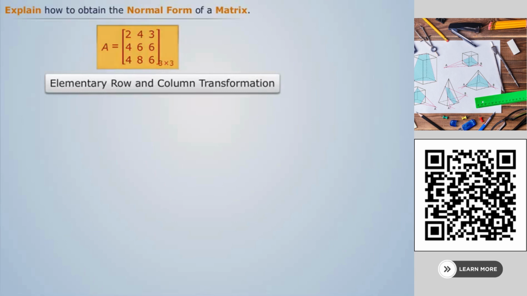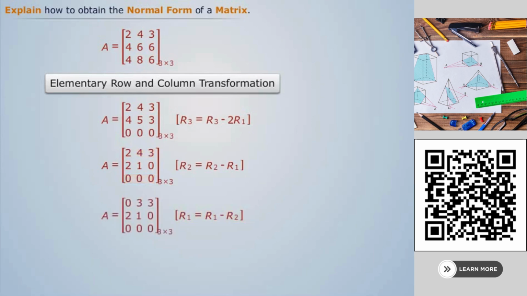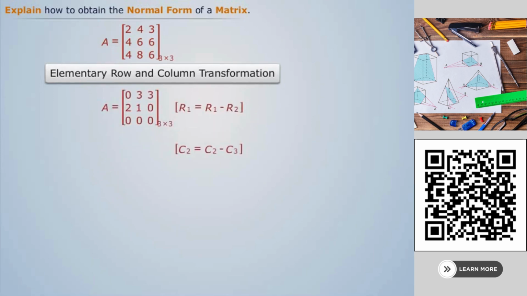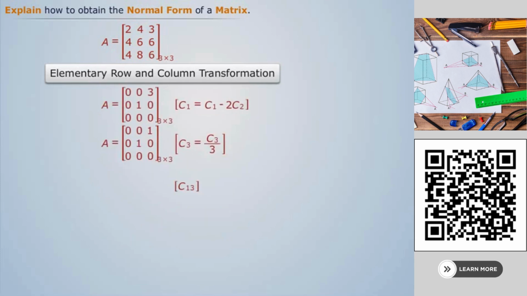On this matrix A, subtracting 2 times row 1 from row 3, we get, subtracting row 2 from row 1, we get, and subtracting row 1 from row 2, we get, subtracting column 2 from column 3, we get, subtracting column 1 from 2 times column 2, we get, dividing column 3 by 3, we get, interchanging column 1 with column 2, we get.